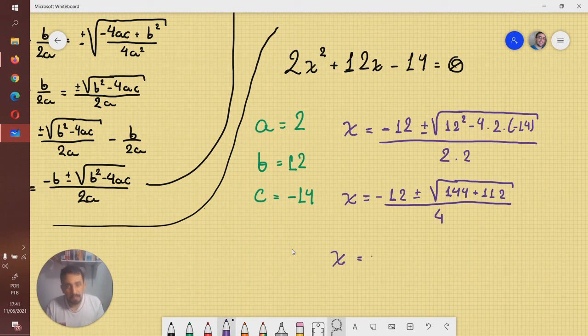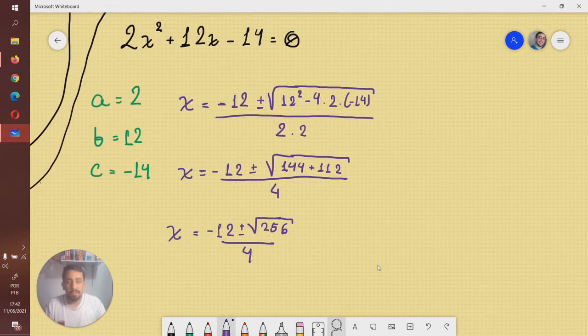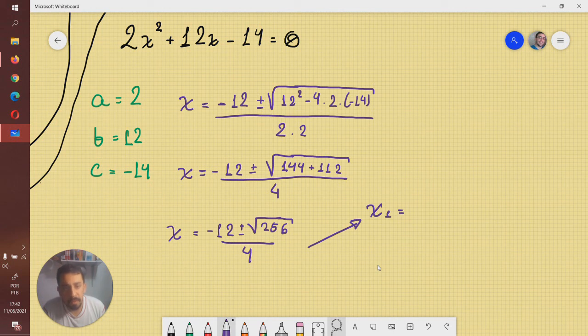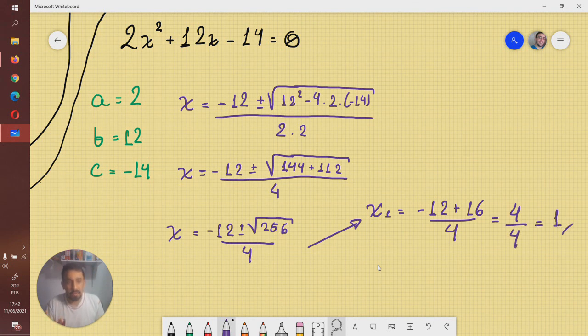Let's simplify some more things. Negative 12 cannot be changed. We're going to have the square root of 256 divided by 4. And at this step, we know that the square root of 256 is 16, okay? But we have, again, plus or minus. We are adding 16, and we are subtracting 16. Pay attention, guys. Our first possible answer will be negative 12 plus 16 divided by positive 4. Negative 12 plus 16, we're going to have 4. 4 divided by 4, 1. This is our first result.